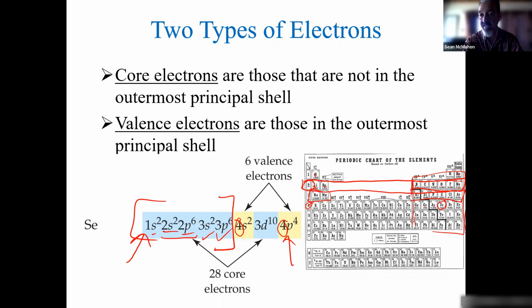And the noble gases, right? So helium is when you fill the first energy level. Neon's when you fill the second. Argon's when you fill the third. But now I have to go to the outer shell, the valence electrons, and I go 4s2 right there. And then the D is always one behind, my 3d10, and then finally my 4p4. And I consider those my valence electrons.